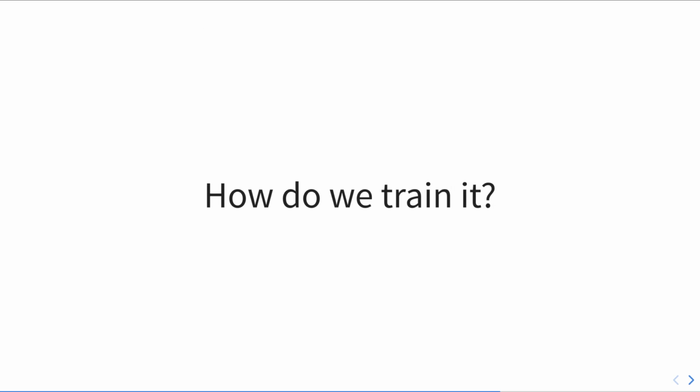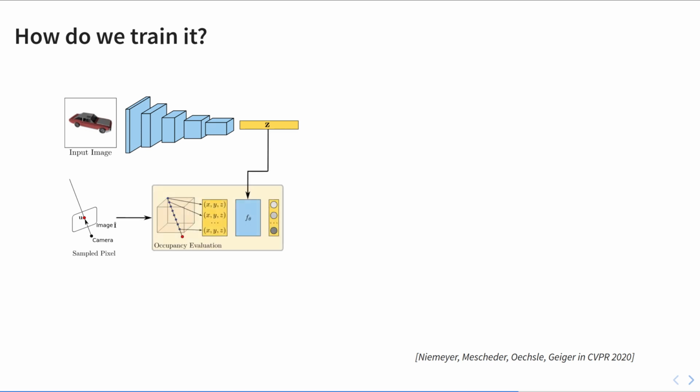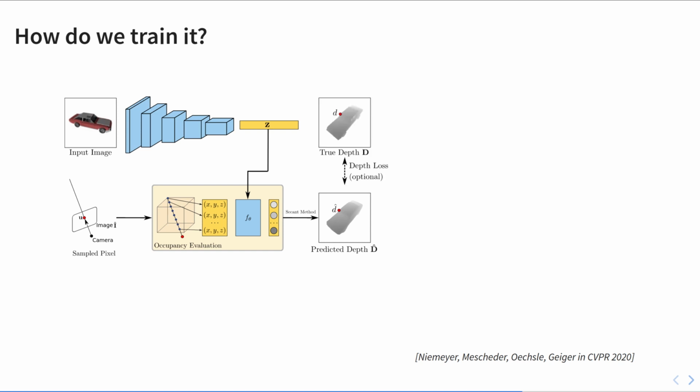And how do we train it? We start with our input image and pass it through an encoder network to get our latent code Z. Next, we sample a camera pose and a pixel on the image plane, perform our occupancy evaluations along this ray as we discussed earlier, to get our predicted depth. If we are given depth maps during training, we can now already apply an L1 loss on the predicted depth minus the true depth.